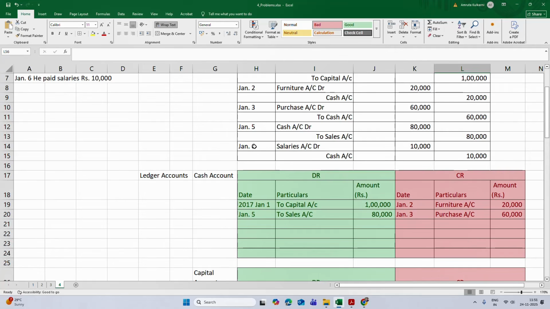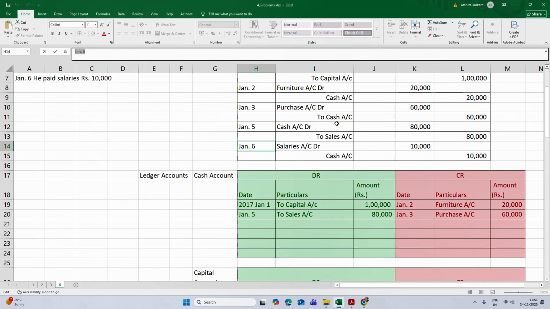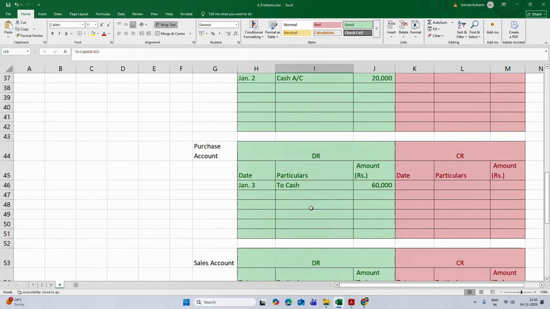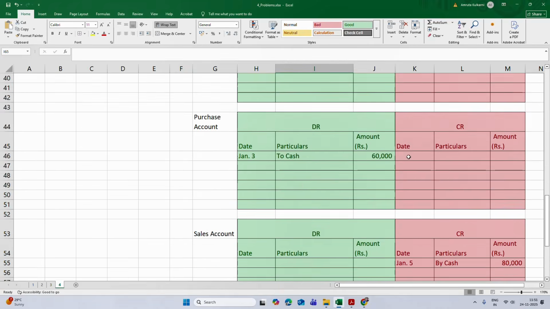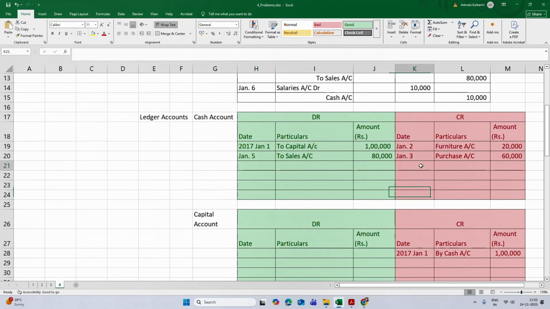And the last entry is on January 6, he has paid salaries from cash rupees 10,000. So salaries account is to be debited by cash and here this cash is spent for salaries. So by salaries 10,000 rupees.